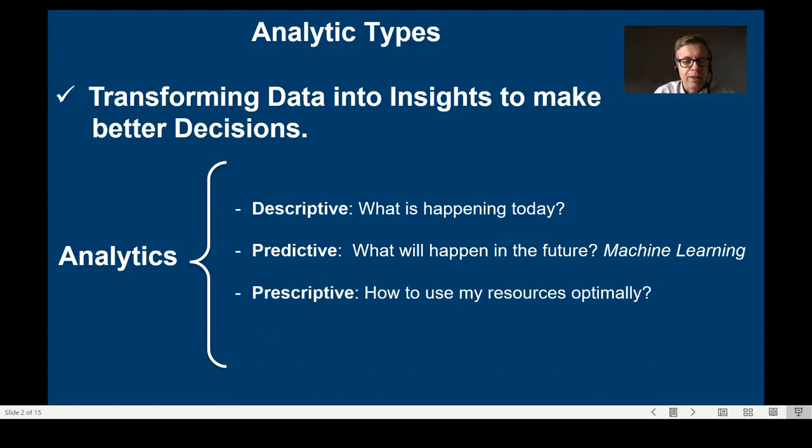This analytic, even if it is less known, is so important because it's going to help me to use my resources better, optimally. And the resources of my company can be anything, can be persons, can be a factory, can be the drivers, can be the capital, anything. How to optimize the use of my resources of my company. Let's see each of these three types.